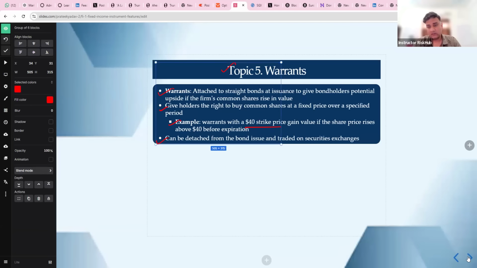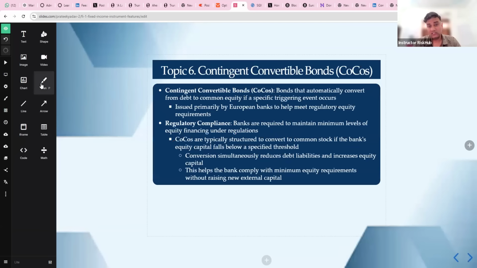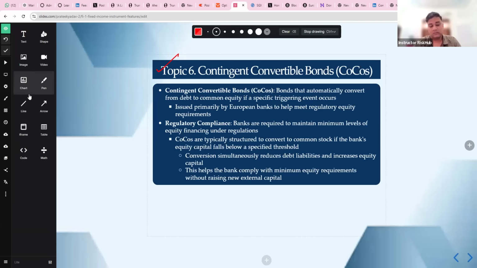After doing this, we go to the next part, which is your contingent convertible bonds, which are also called COCOs, right? Basically, think of COCOs as your debt that turns into equity when things go bad, right? Not optional like your convertible. There is an automatic conversion, right? So a contingent convertible bond can be automatically converted from debt to common equity if a specific event occurs. Issued primarily by European banks to help meet regulatory equity requirements.